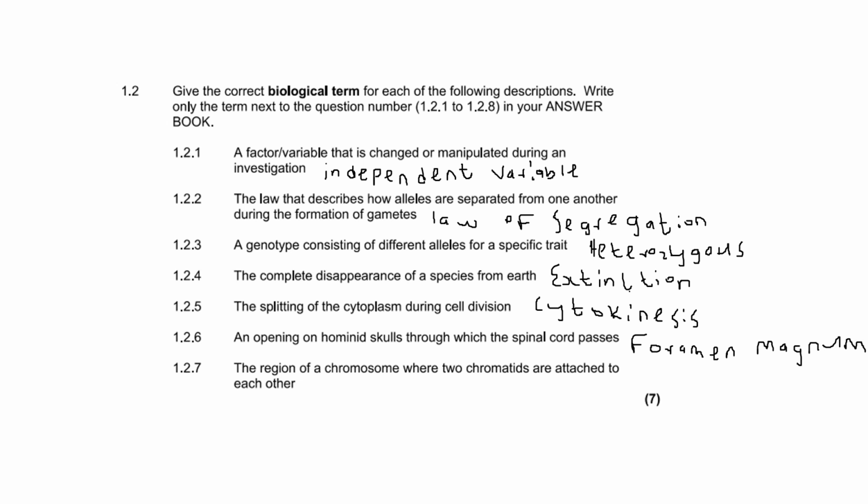The region of a chromosome where the two chromatids are attached to each other, we call that a centromere. It holds the two chromosomes together. Okay, so that will cover our biological terms. So we can quickly move on to the next question.